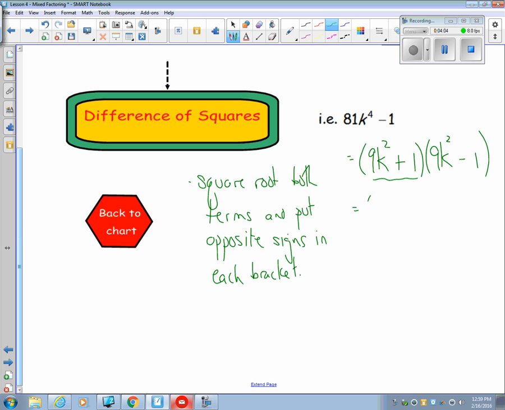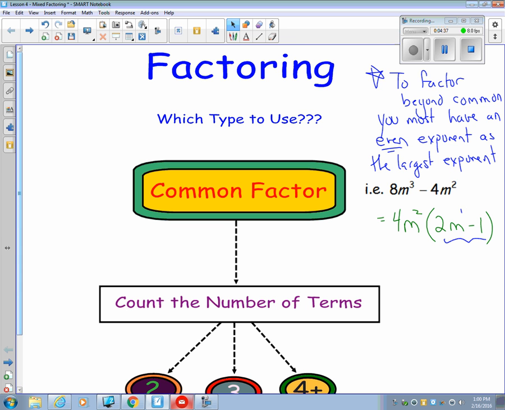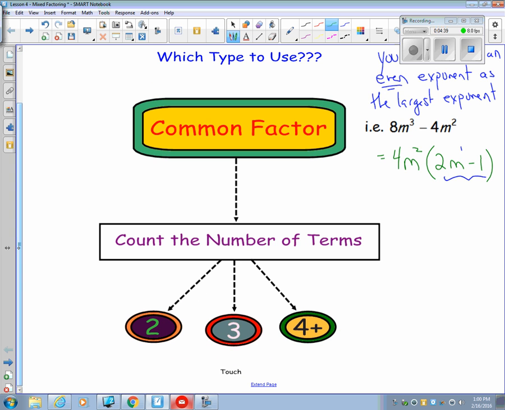Now, a second ago I said you can't go any further, but we still have to write it down, okay? That's our first factor. The second one, square root of 9k squared is 3k and 1. 3k and 1, put different signs between them. Check if you can go further. The first bracket we already said you couldn't. The second bracket, I don't see any even exponents. Can't be factored. Third bracket, I don't see any even exponents. It can't be factored. That's it. That's all. I'm done. And that's how we do difference of squares. Okay, back to our chart. And that was 2 terms. What happens if there's 3 terms?